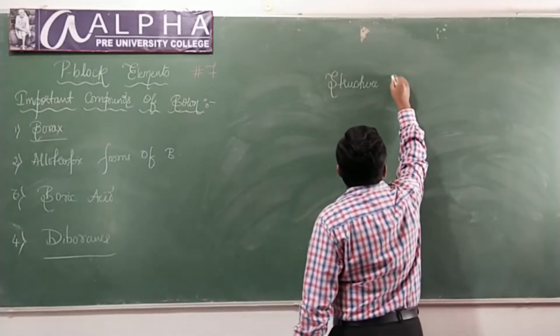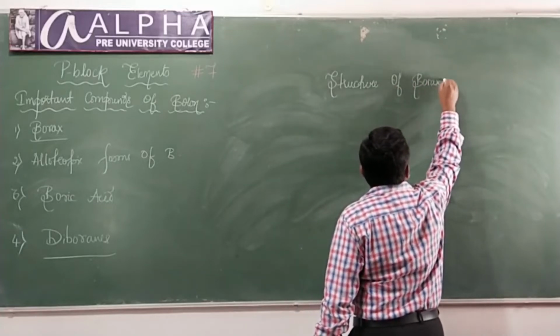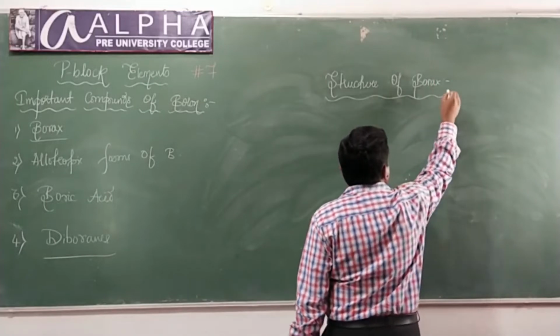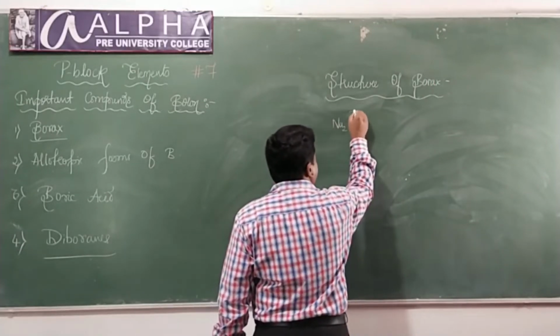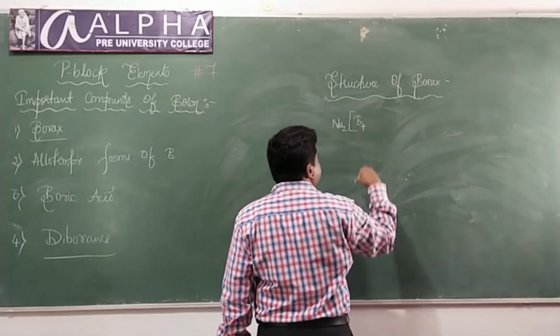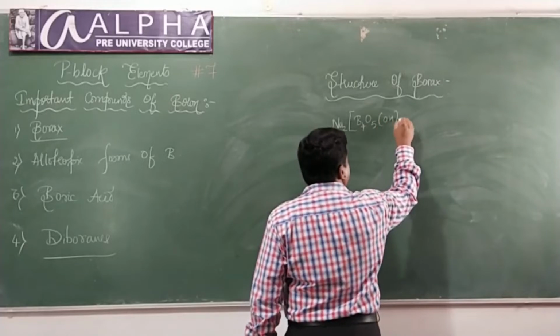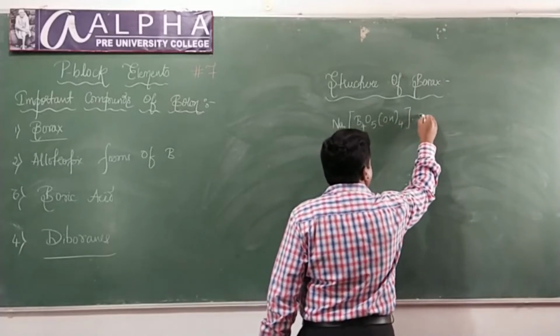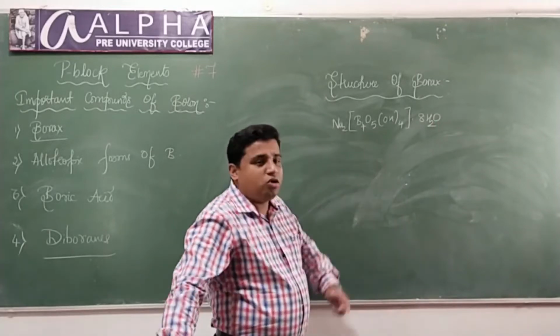Structure of borax. Okay, what is the actual formula for borax? It is Na2B4O5(OH)4·8H2O, isn't it? This is the actual formula of borax.